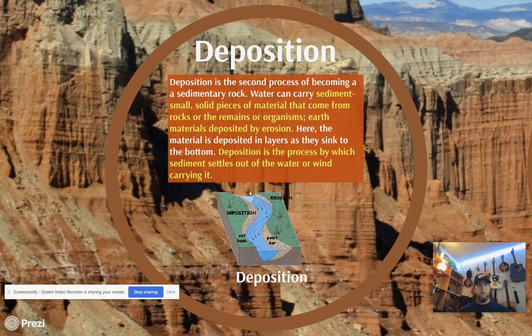But here the material is deposited in layers. The heavier material sinks to the bottom, and that happens over and over and over again, and you have these layers build up and build up. So deposition is the process by which sediment settles out of the water or the wind carrying it.